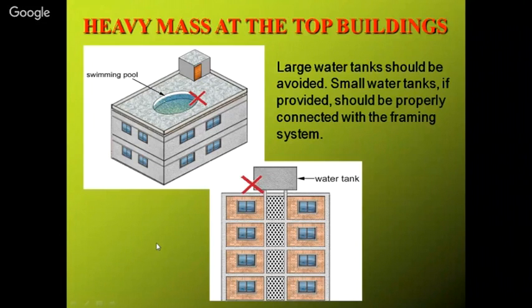So in Bhuj also, two similar buildings were there. One building had a swimming pool on its top, and another similar building, adjoining it, did not have any swimming pool on its top, and that building didn't have even a single crack. But at the same time, the building with the swimming pool collapsed completely.